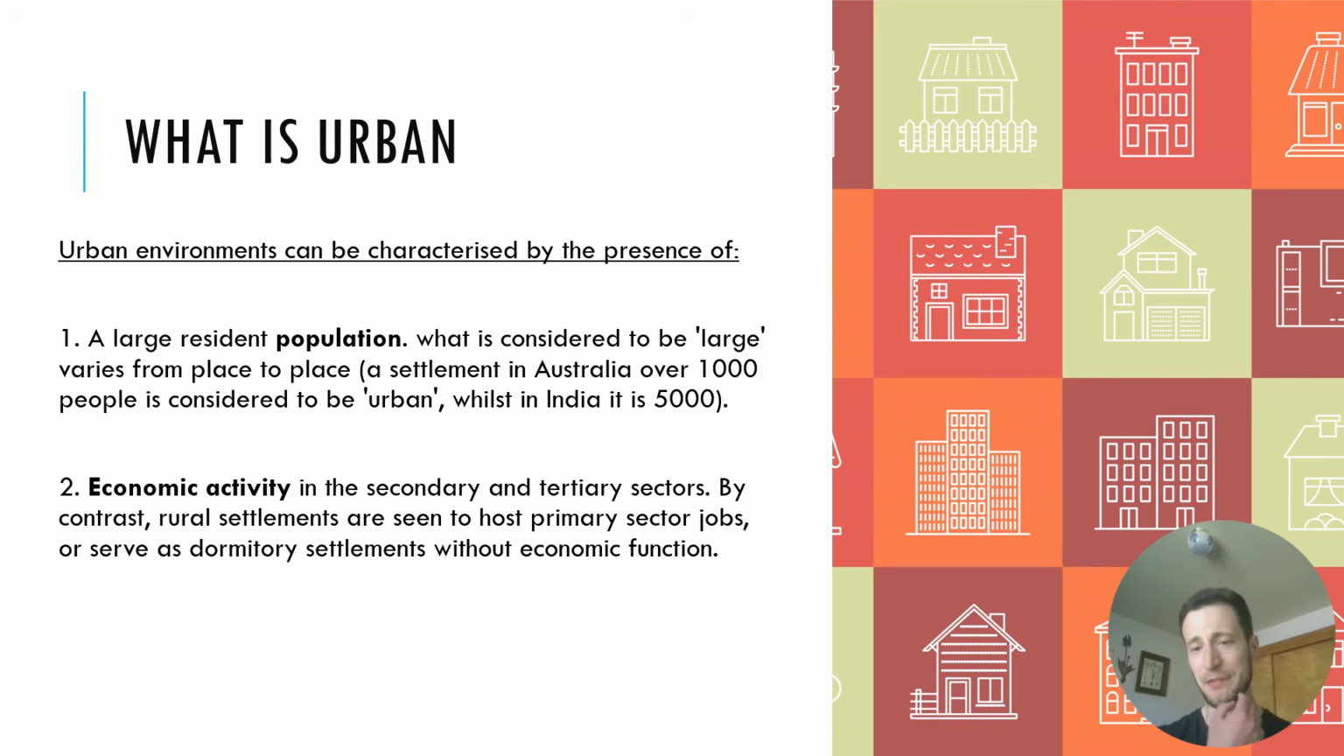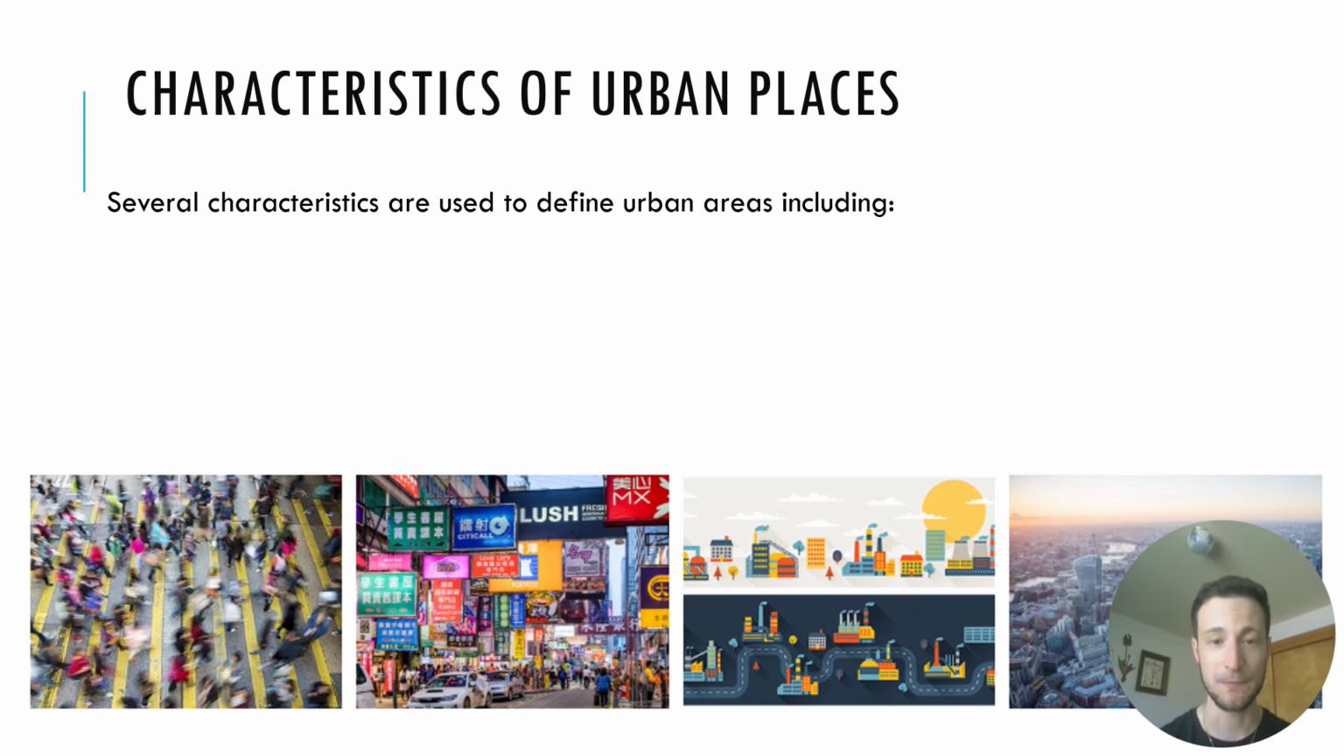And then economic activity is the other thing that you see. So you see a movement away from primary activities, which would be rural based activities, so things like farming and mineral mining, to secondary and tertiary markets, such as industry, commercial, retail, services, technology, things of that nature. It also would be dormitory settlements for economic function.